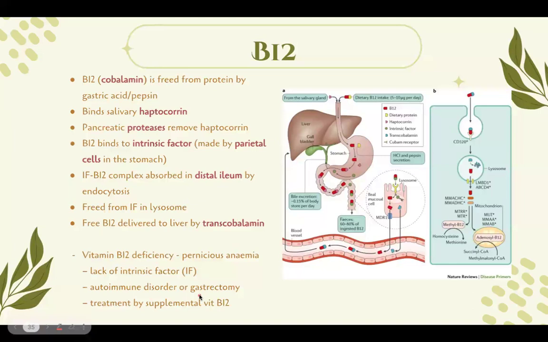Or if somebody has had a gastrectomy, where they remove the stomach or part of the stomach, basically they have fewer of these parietal cells, they have less intrinsic factor, less absorption of B12, and deficiency. How do you treat B12 deficiency? You just give supplemental vitamin B12.